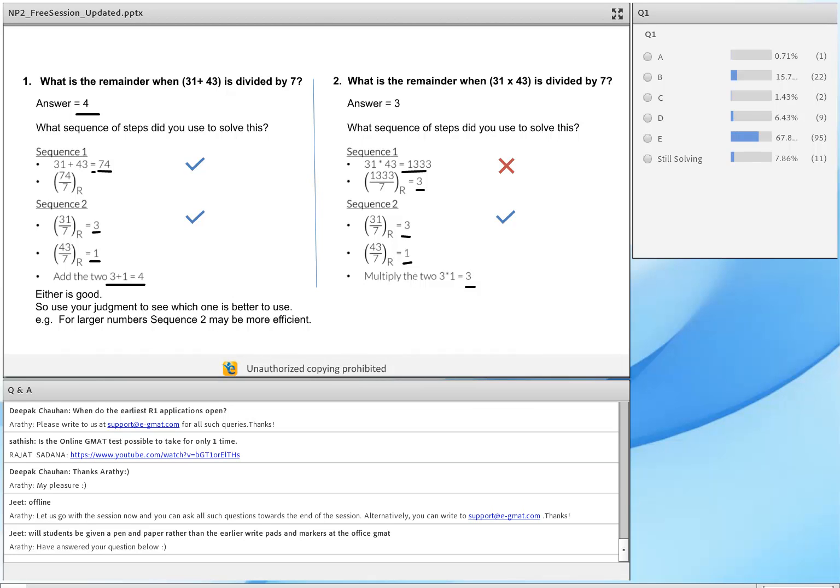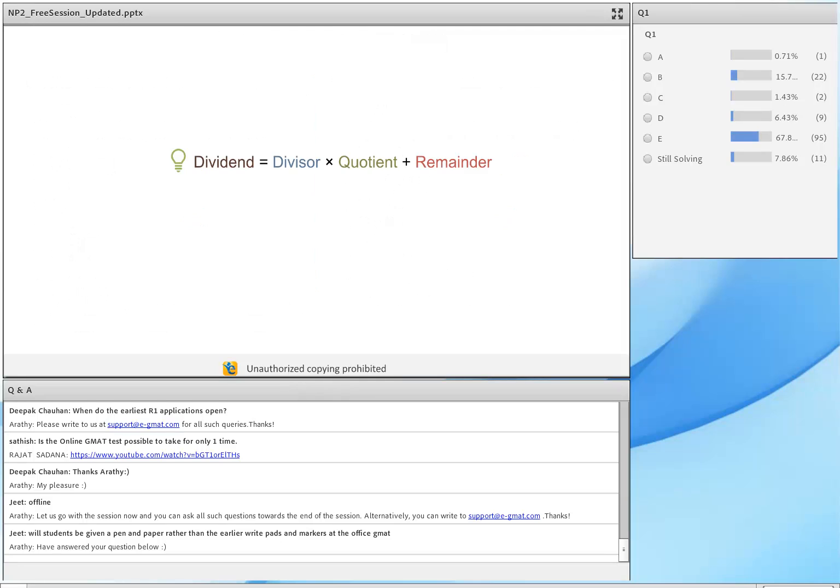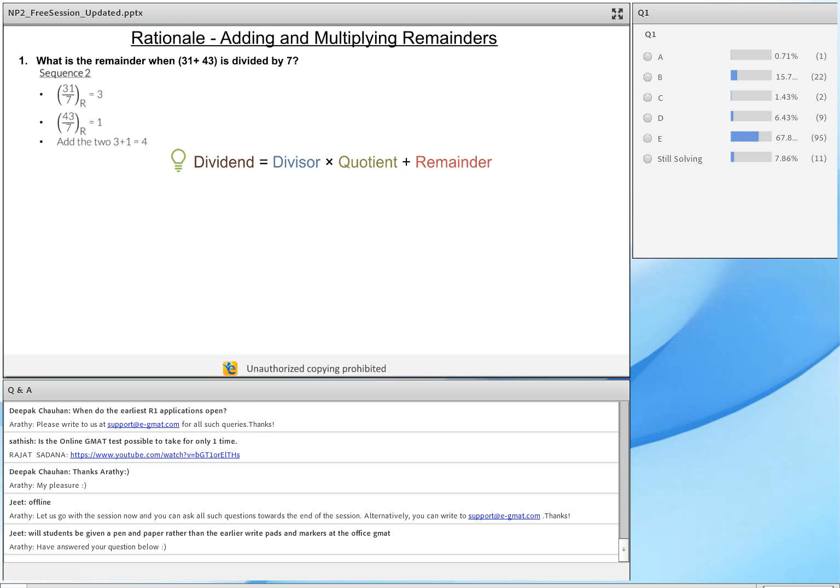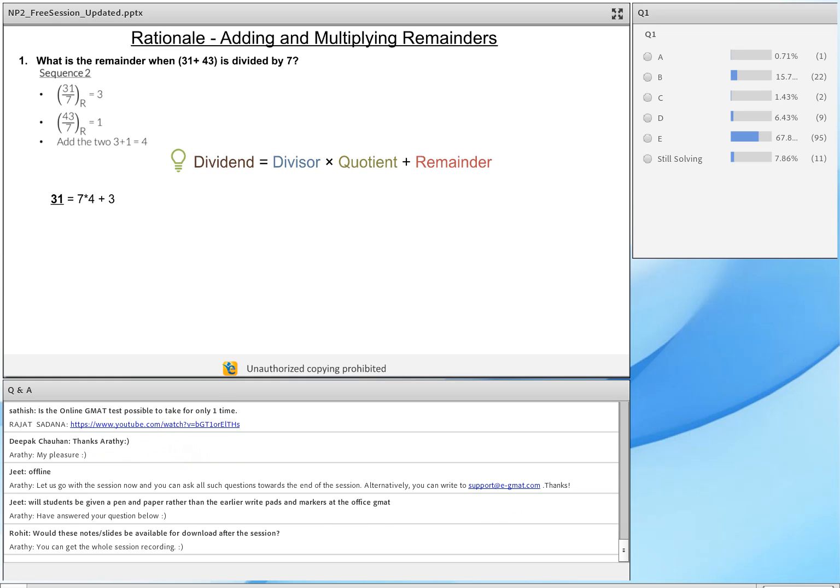Why is it that you can add the remainders or multiply the remainders of individual numbers when you're adding or multiplying those numbers? So again, the key to this is this remainder equation, which is dividend is divisor times quotient plus remainder. So let's talk about adding two numbers. When you think about 31, we can express 31 as 7 times 4 plus 3. When you think about 43, we can express 43 as 7 times 6 plus 1.